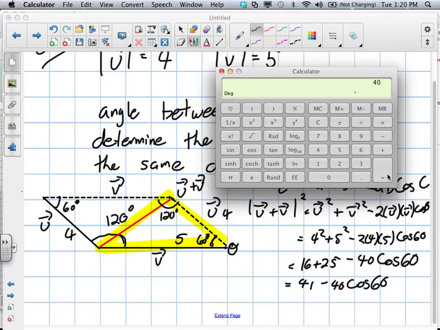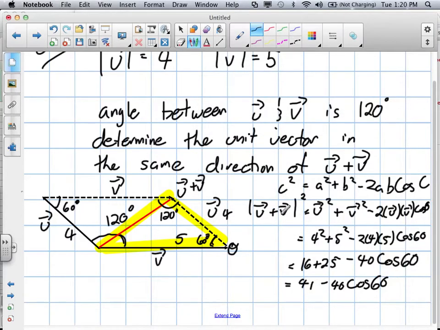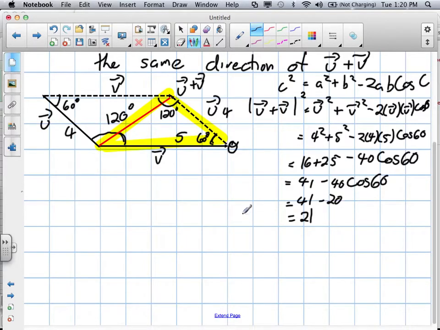Just to prove it to you. There you go. 41 subtract 20 gives us 21. Am I done? Is that distance 21? Square root. Very good. Because this is technically the absolute value of u plus v, squared, sorry, u plus v, absolute value, is equal to the root of 21. I'm going to leave it as a root. Okay? So I know this is root 21. We have that information here.